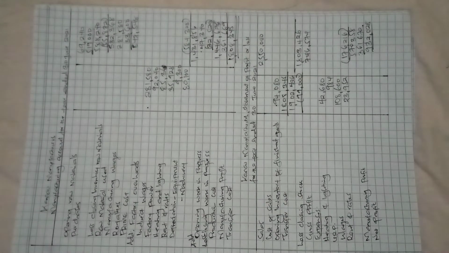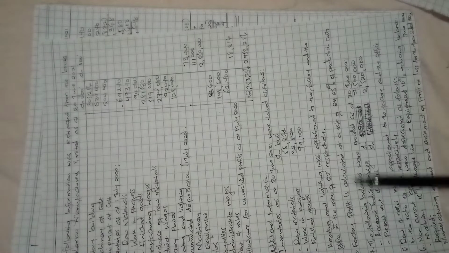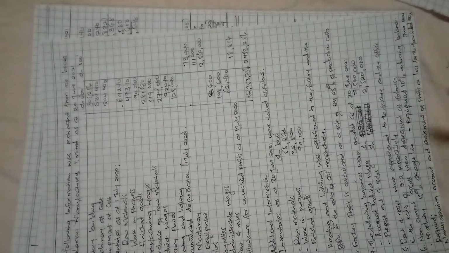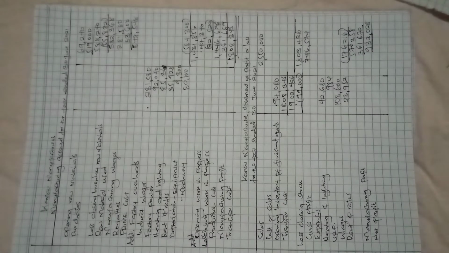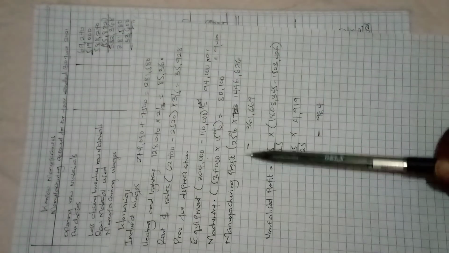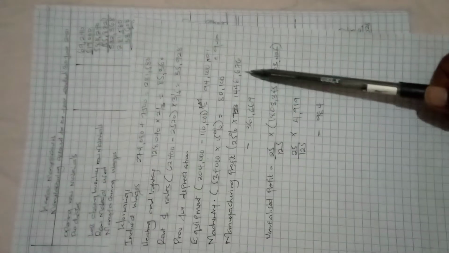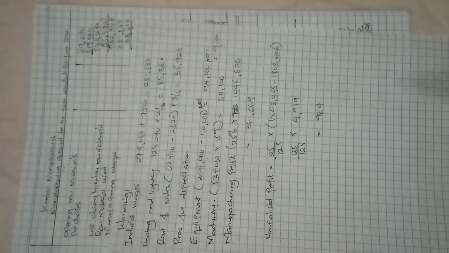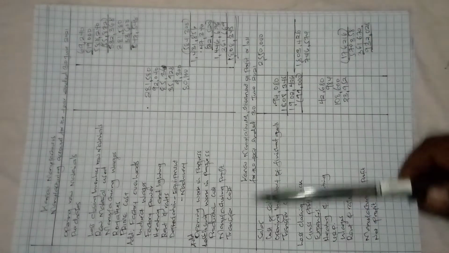So at that juncture, you need to calculate the manufacturing profit. When you look at our additional information 3, factory profit is calculated at a rate of 25% of production cost. And what is our production cost? It is 1,446,676. So you go to manufacturing profit, 25% times the production cost. You get our manufacturing profit to be 361,669. So that's what you put here, and you'll get your transfer cost.